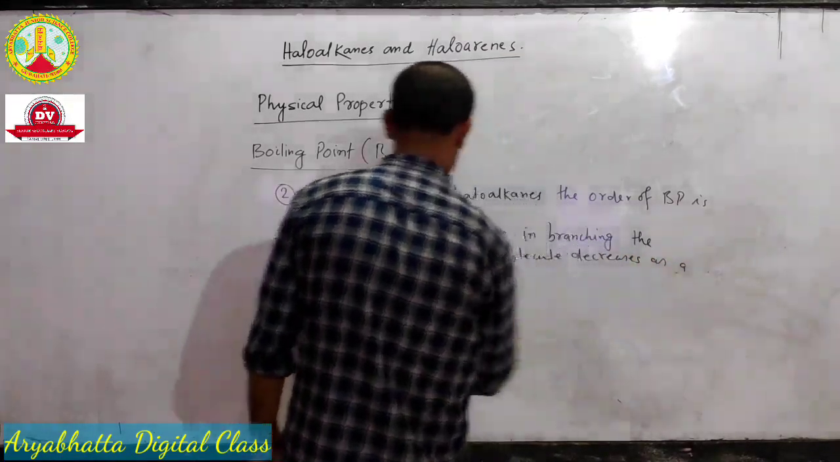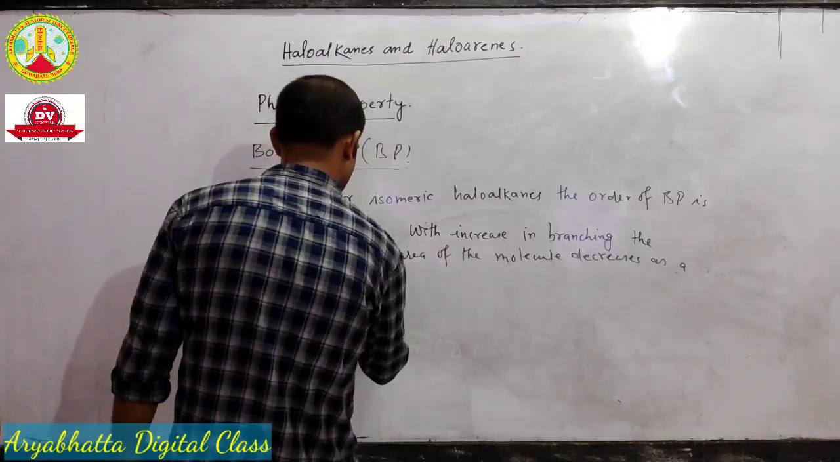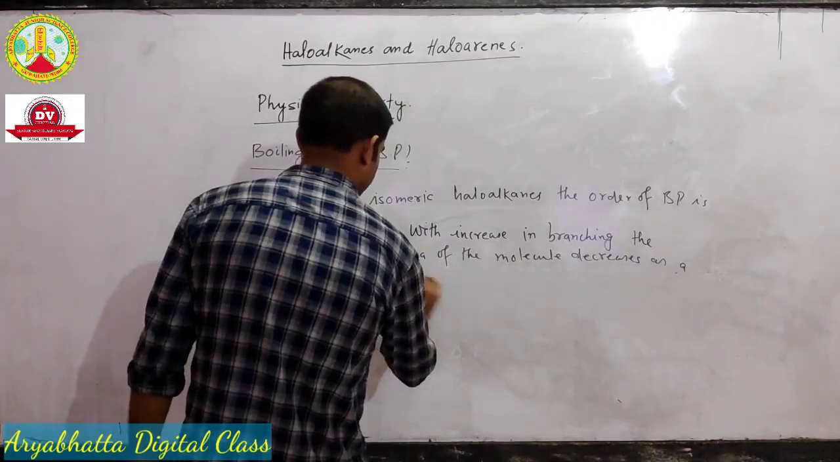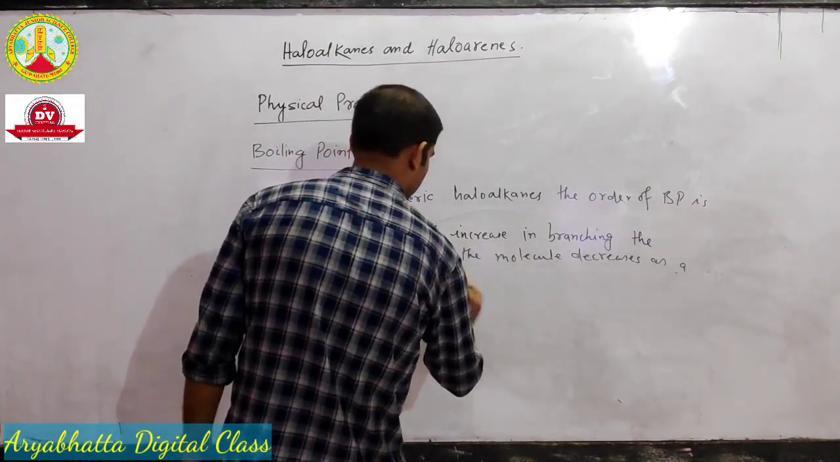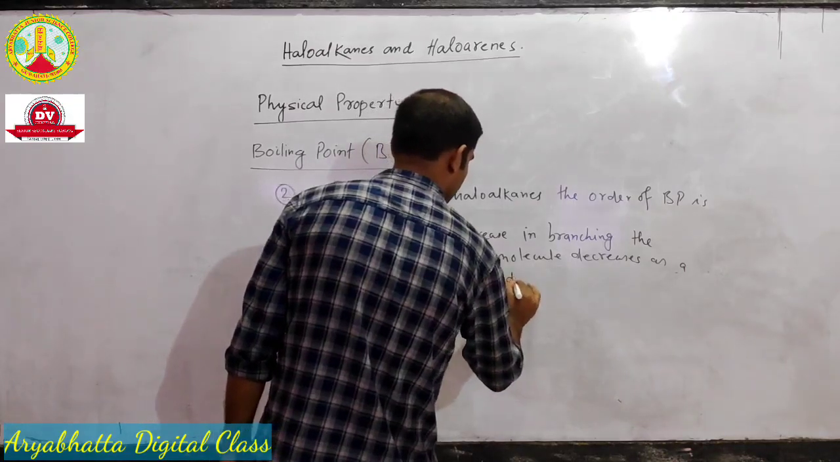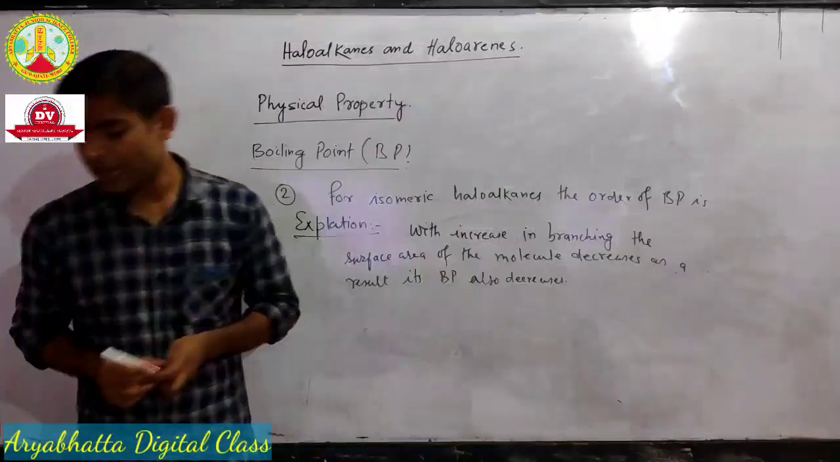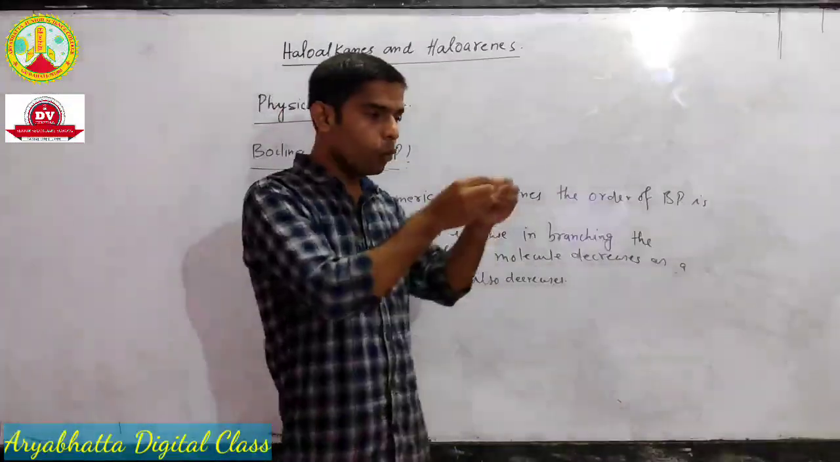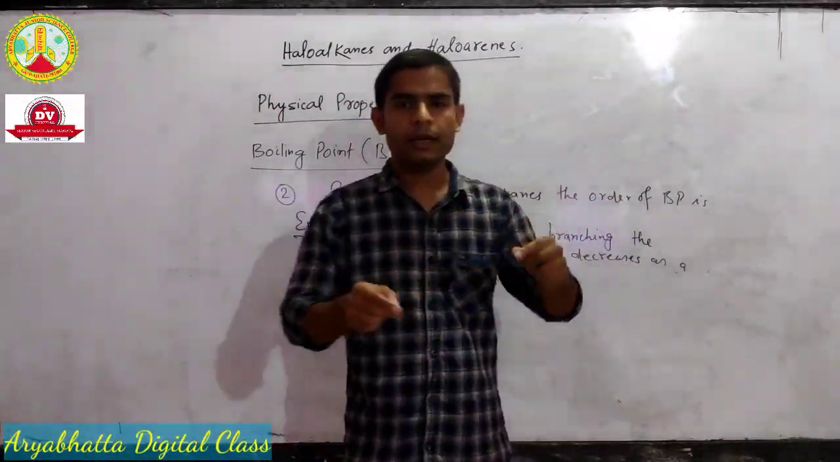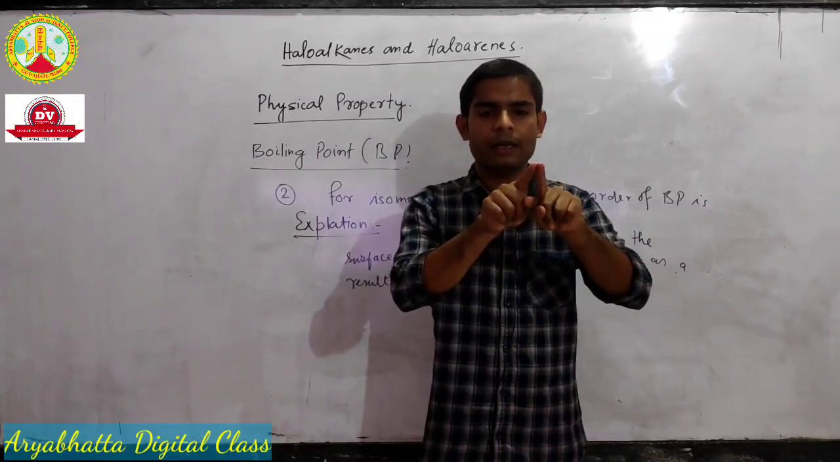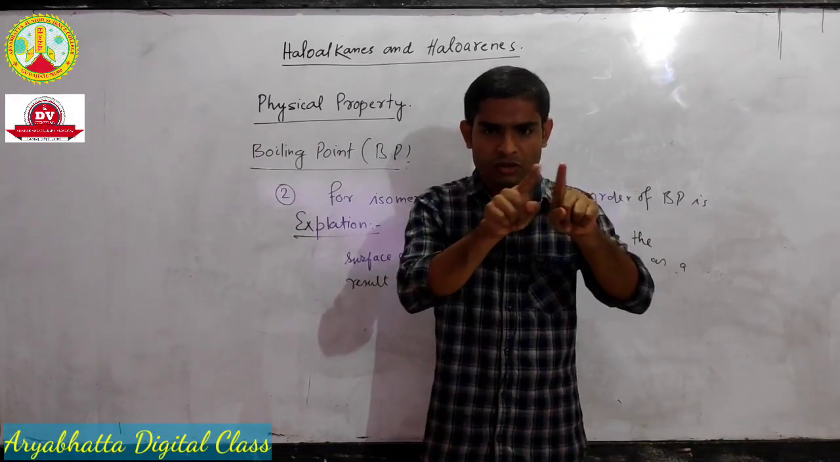As a result, its boiling point also decreases. So that's the reason. What happens if more branches are there? Okay, so what is happening in 1-chlorobutane? We have a straight chain.